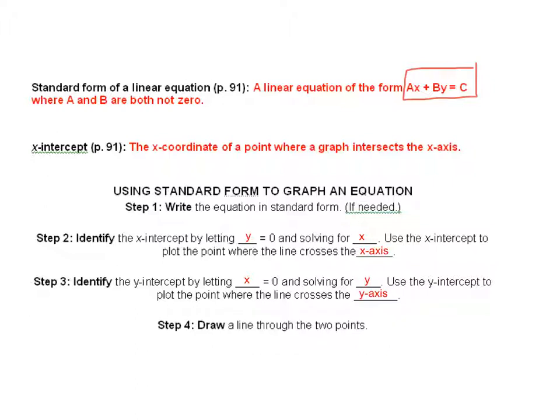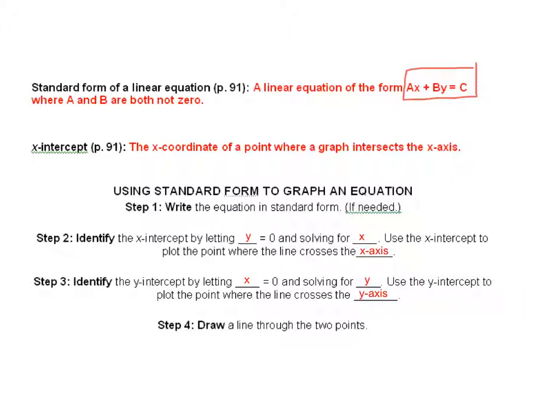So using standard form to graph an equation also has 4 steps. Step 1, we write the equation in standard form. I would like to show you how to do this step because the next example actually already has the equation in standard form. So I was just going to have you jot something else down as another example, just so you have it for reference.